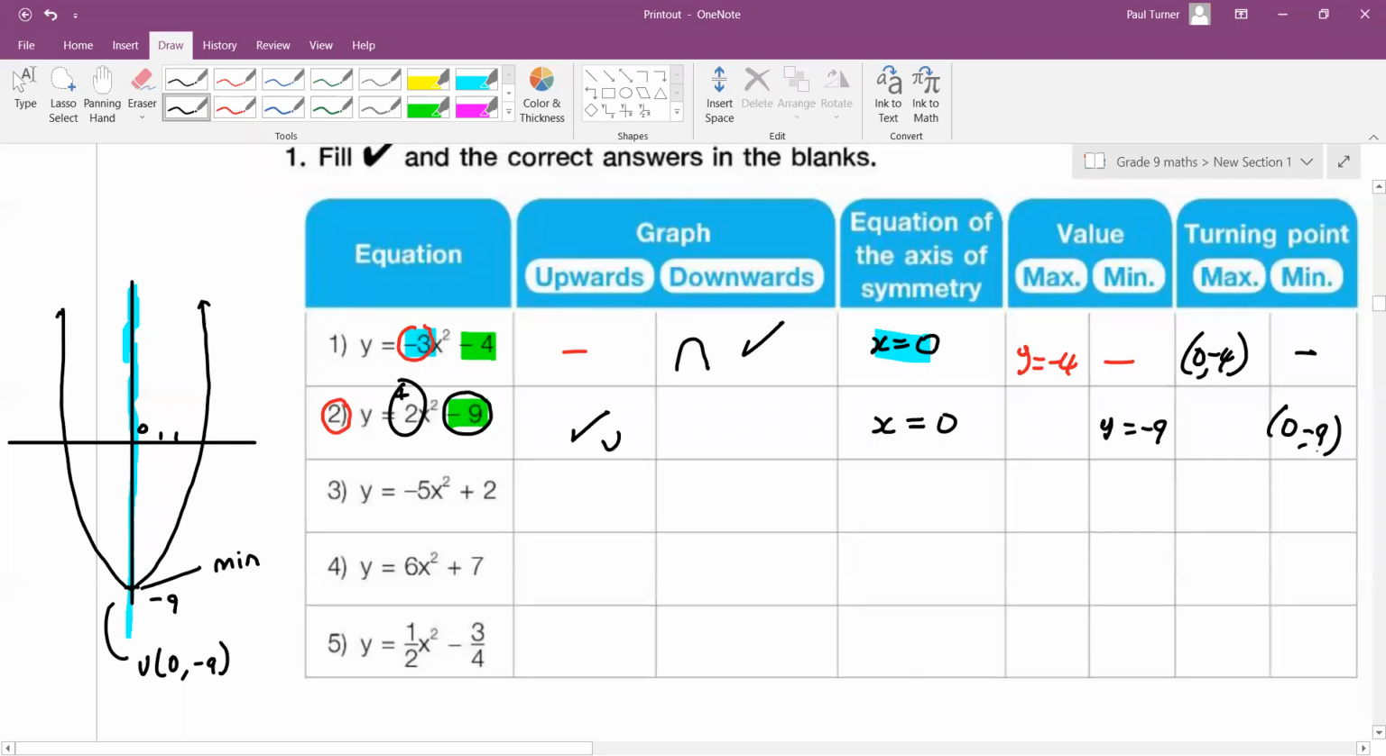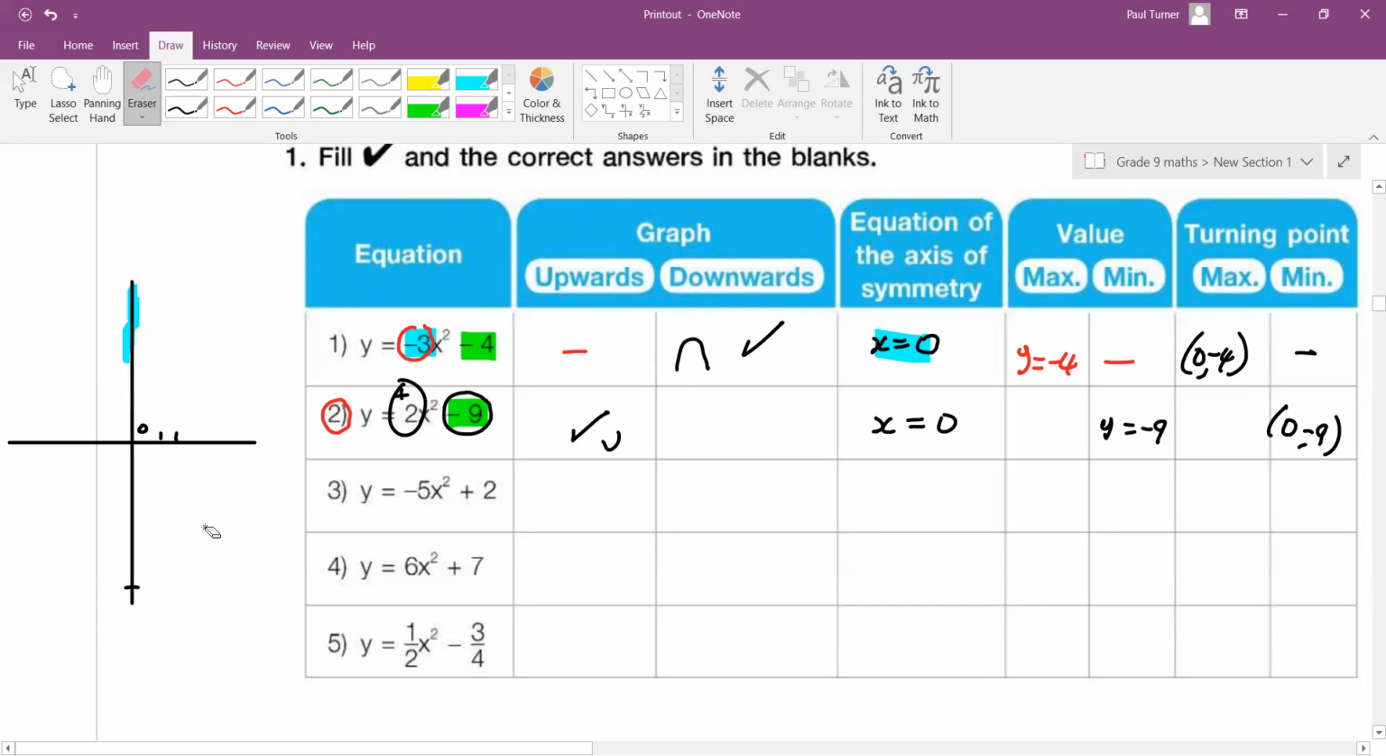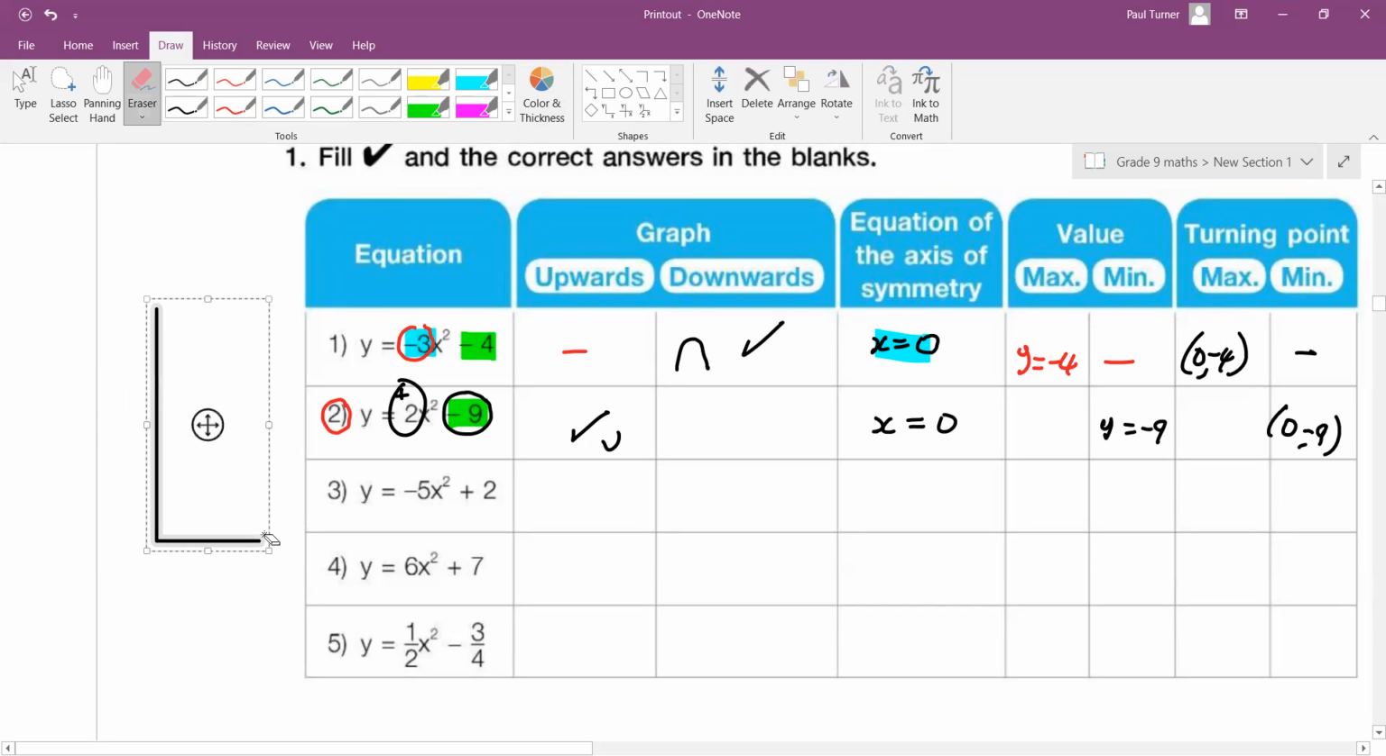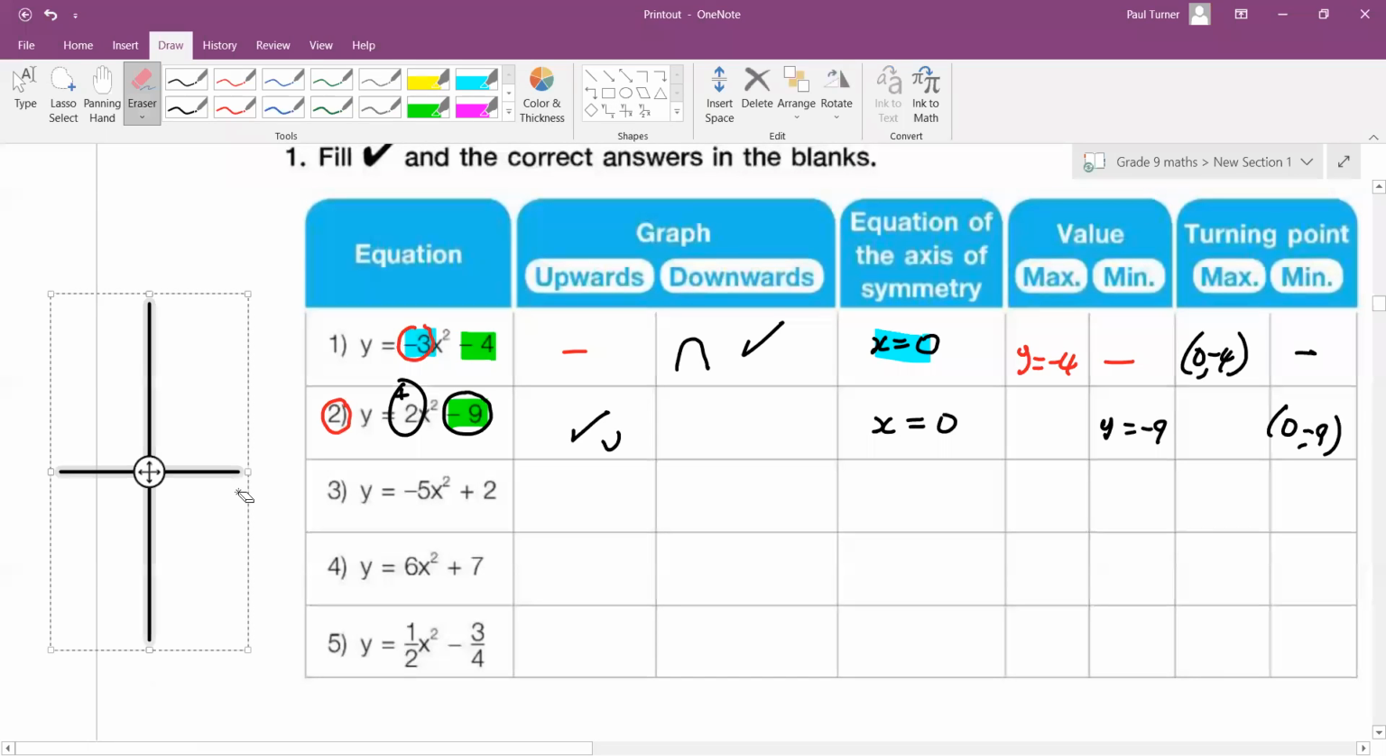Okay, so question 3, you don't need the graphs. I'm just showing you what's going on. So let's look at the next one. We'll do something a bit harder in a minute. We do that. Make a new graph. No, not that one.